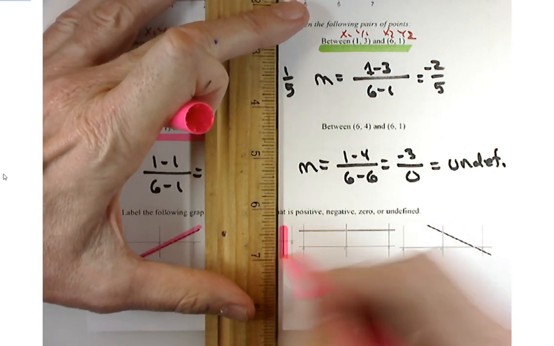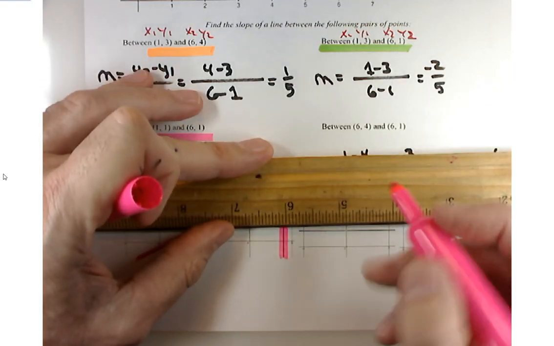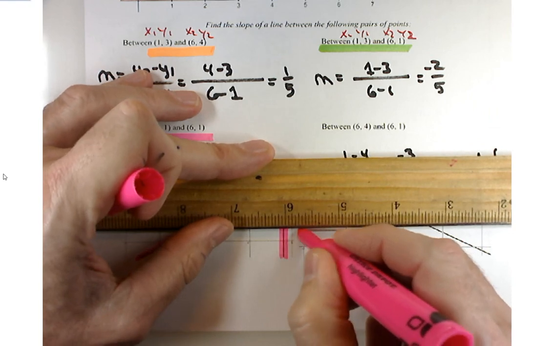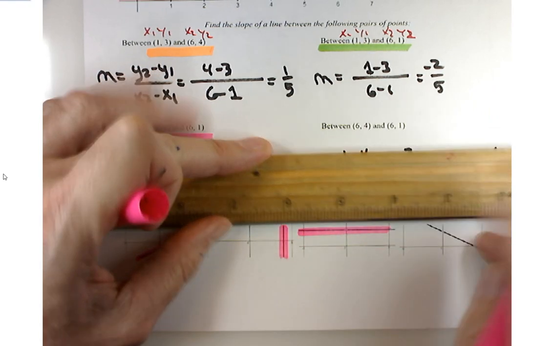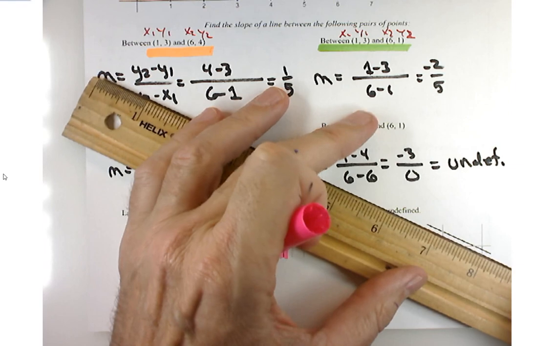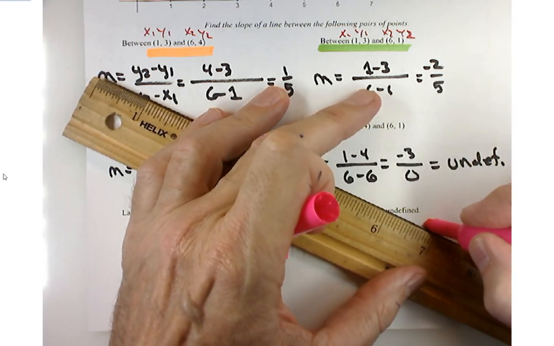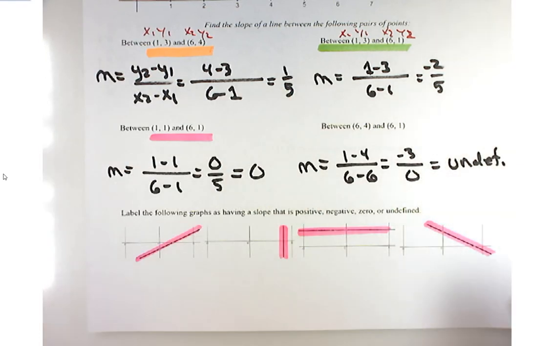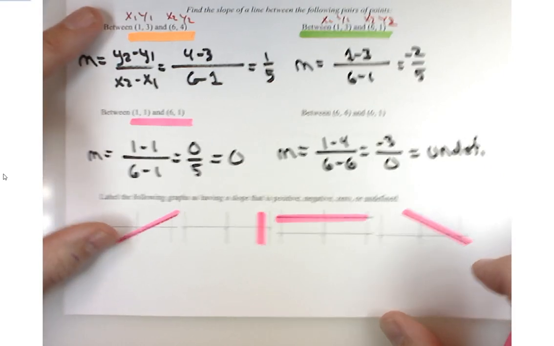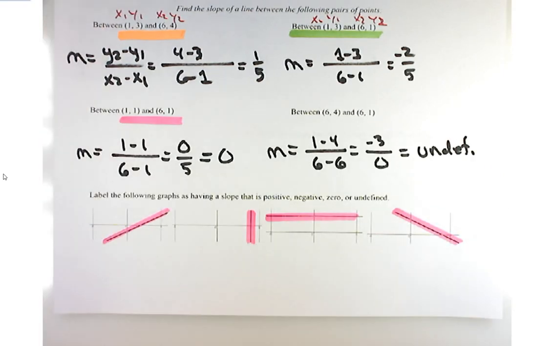So what I want you to do, at the bottom of your sheet, I've graphed 4 different lines. I want you to label these as positive, negative, 0, or undefined based on the slopes that you see here. So I'll give you a few seconds to work on that.